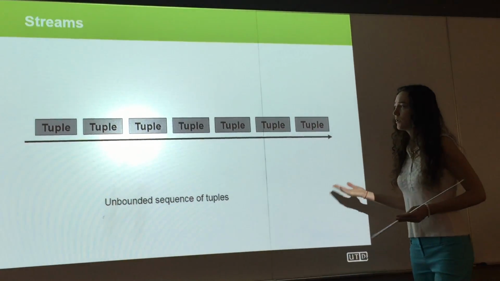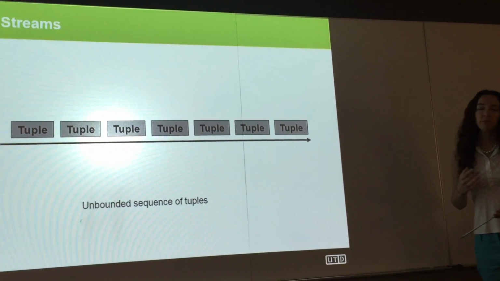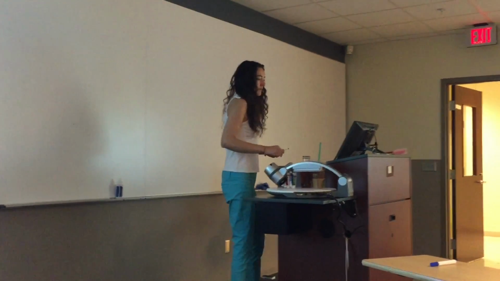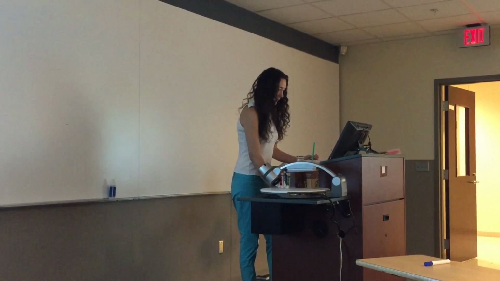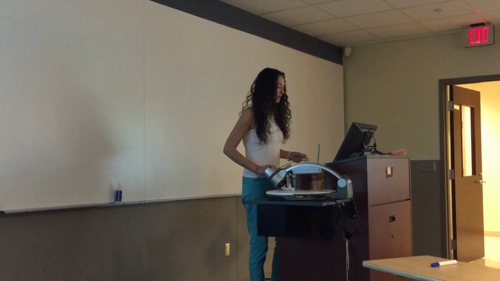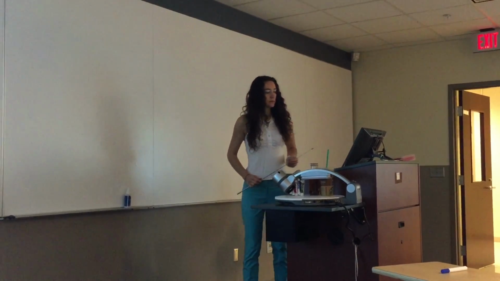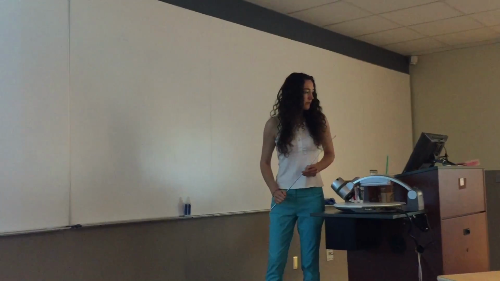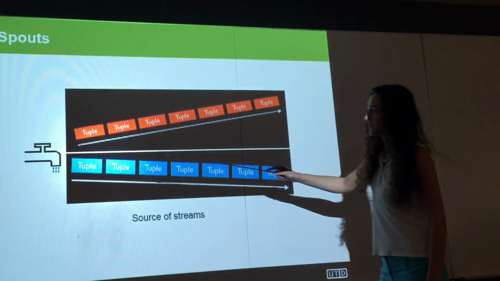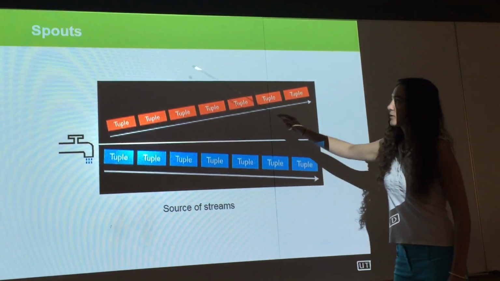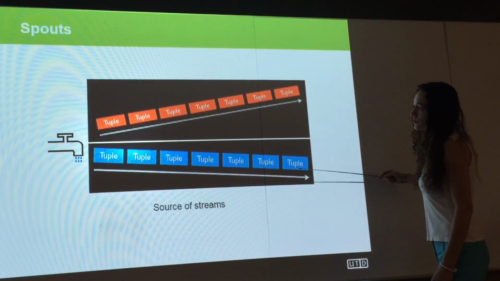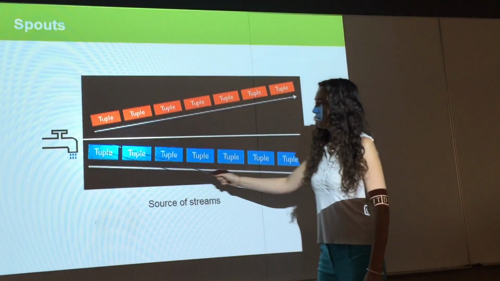So there's no beginning, no end, just an endless stream of some data type. In this case, it's a tuple. If we have one or more of these streams that come from the same source, then it's called a spout. In this case, we have two streams coming out of that same source.